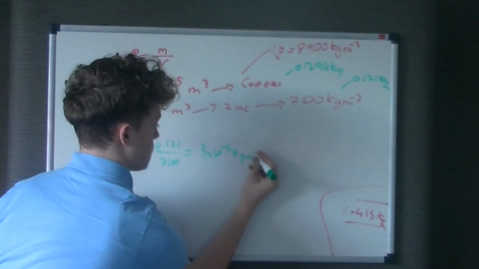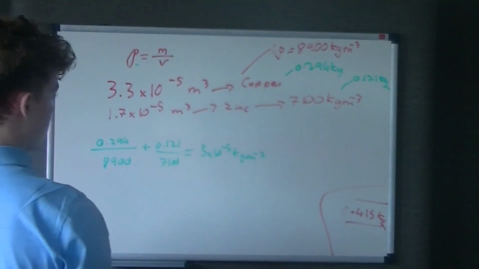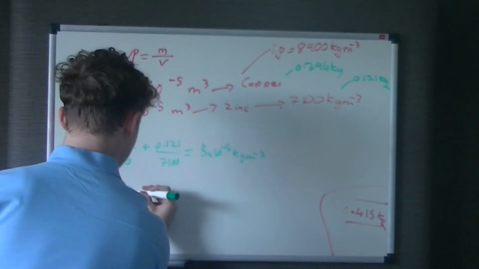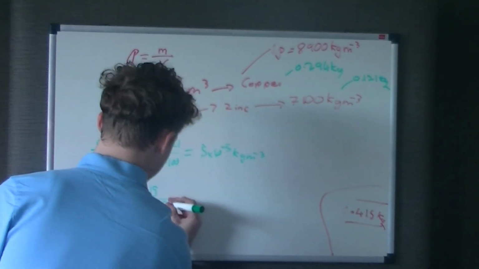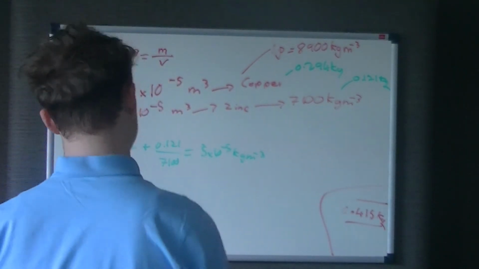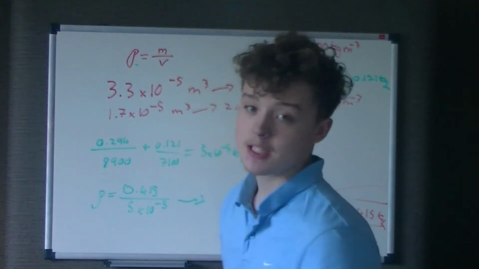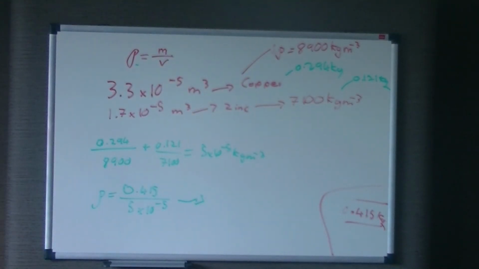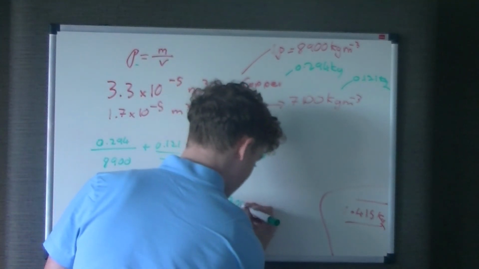So we've got our total mass here over our total volume, which is here. So density equals 0.415 kilograms over 5 times 10 to the minus 5 meters cubed. As I said, I'm not writing the units on, but you should, just to save a bit of time. So density is mass over the volume, and if we divide them, get my calculator, yep, that gives us a total density of 8,300 kilograms per meter cubed, and that is rounded.